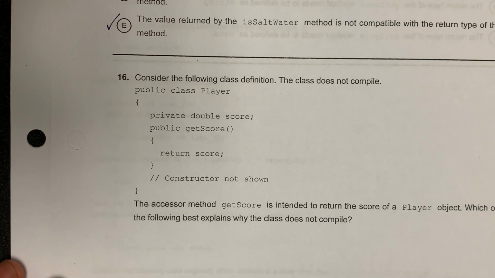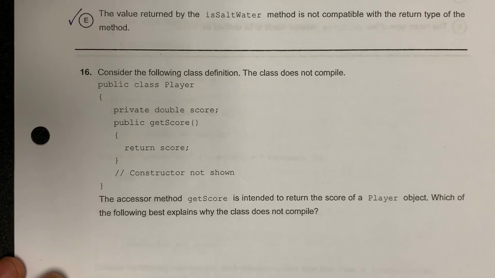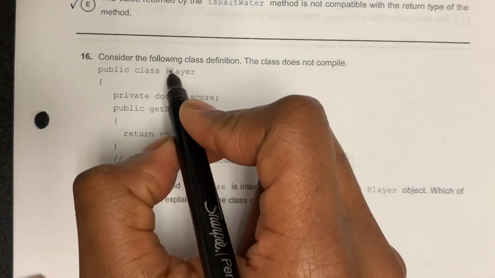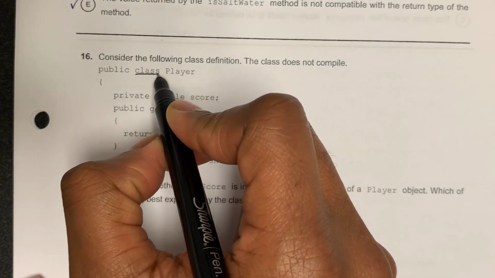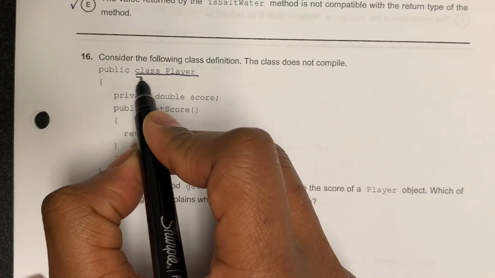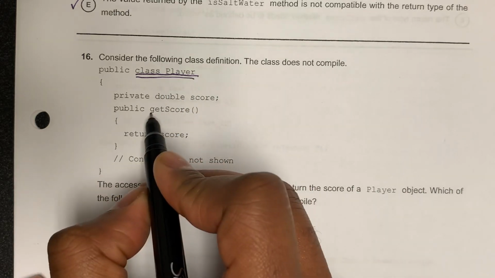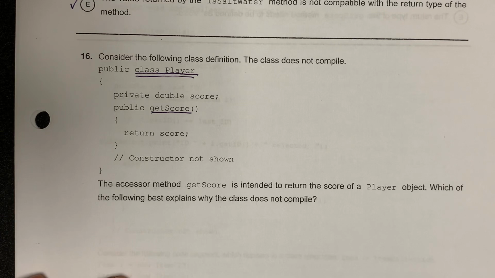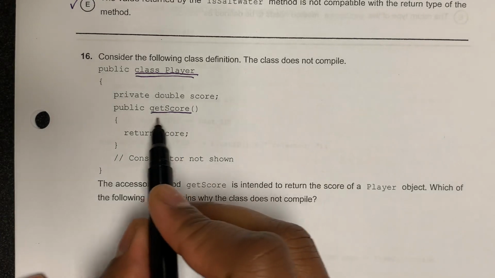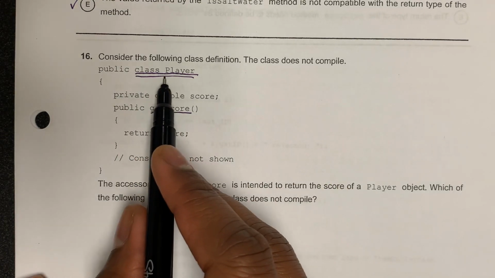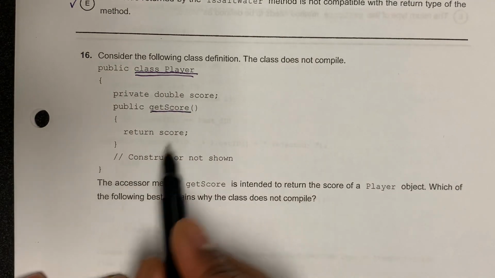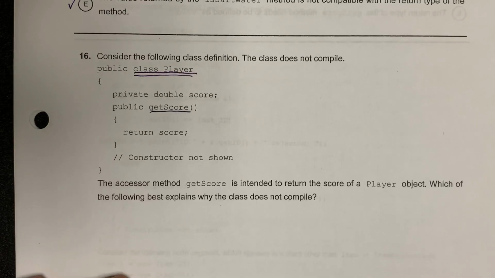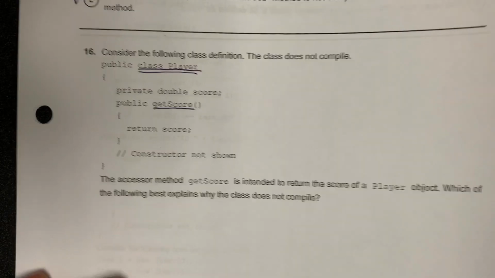So these are the sneaky kind of questions that appear on the AP exam. It looks like everything is fine, but notice the class is Player, public class Player. And so down here, when we have public getScore, generally, if we have public and then a method name, that's going to point to a constructor. So this class should be named getScore based upon what we see. So that means that this method is missing a return type. So that's going to be why this does not compile.